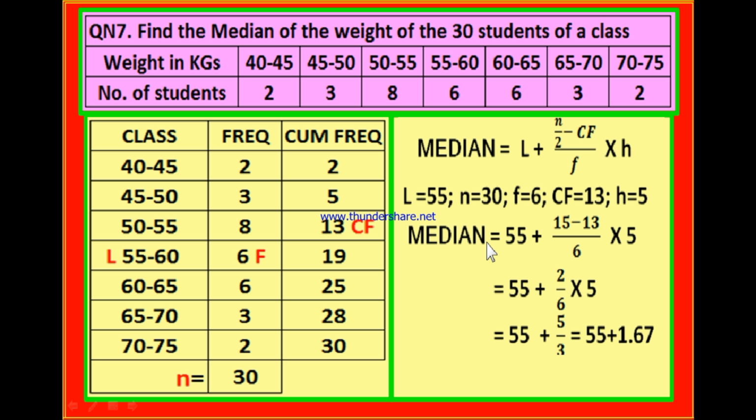Now you substitute. Median is equal to L, which is 55, plus N by 2, 30 by 2 is 15, minus CF, 13, by F, 6, into H, 5. 55 plus 15 minus 13 is 2, divided by 6, into 5. Now you can cancel 2 in 6, 3 times. Therefore this is 55 plus 1 into 5, which is 5 by 3. If you divide 5 by 3, you will get 1.67. If we add 1.67 to 55, then you will get 56.67. Therefore, the median of this group of data is 56.67.